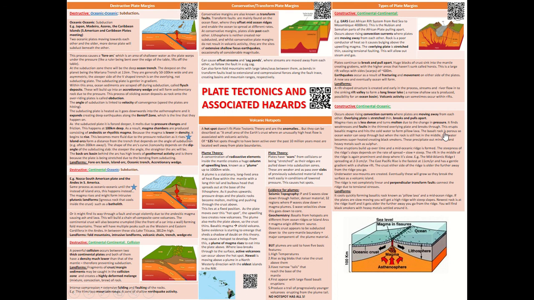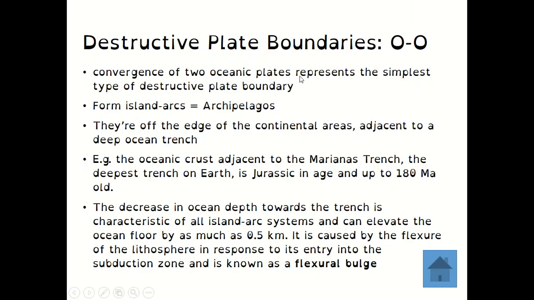What's going on at each of the plates? What are the steps in the formation? So we will start at the beginning. We're going to start with destructive plate margins as a starting point. We're going to think about oceanic, that's what the O and the O mean there. Now these form island arcs. Okay, that's the key thing to remember. They're not island chains. It's not like a hotspot, which we'll come on to later on. These are island arcs, which are called archipelagos.